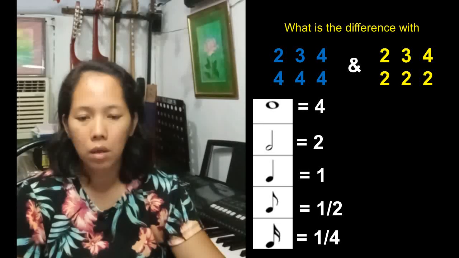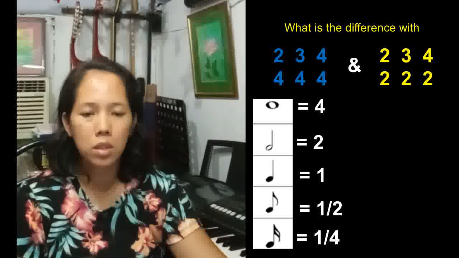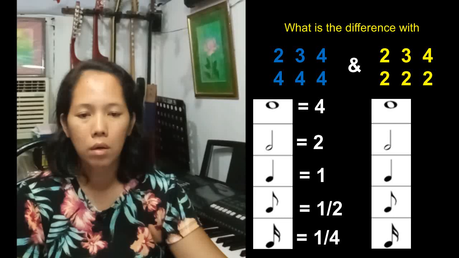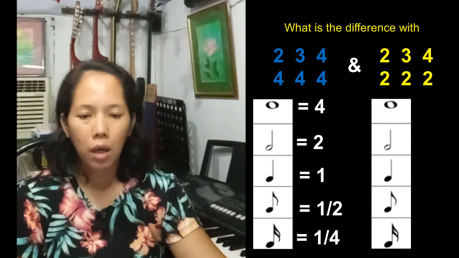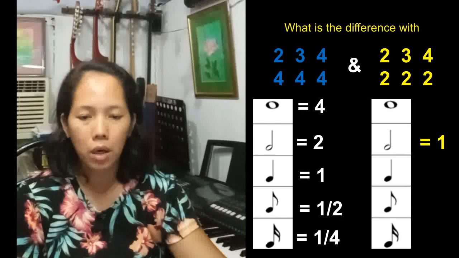Now, suddenly we're here in the time signature with the number 2 as the lower number, and this is what happened. This became the 1. So what will happen to the others?